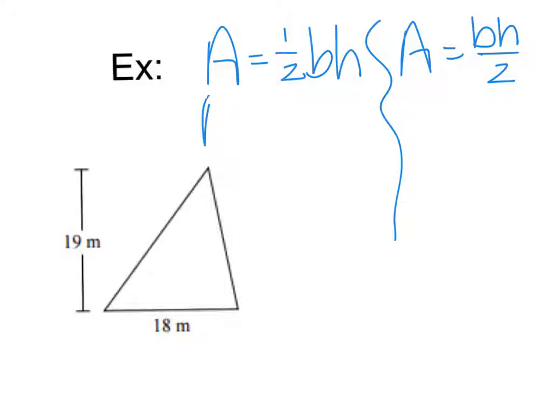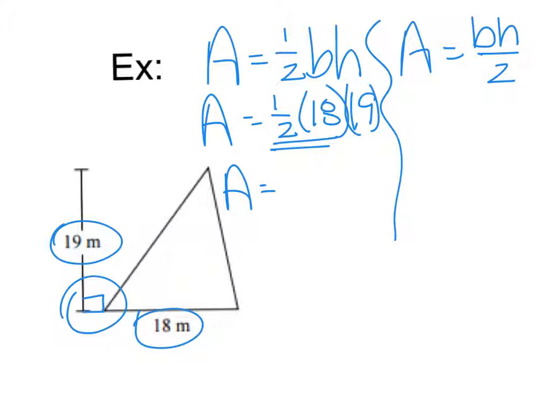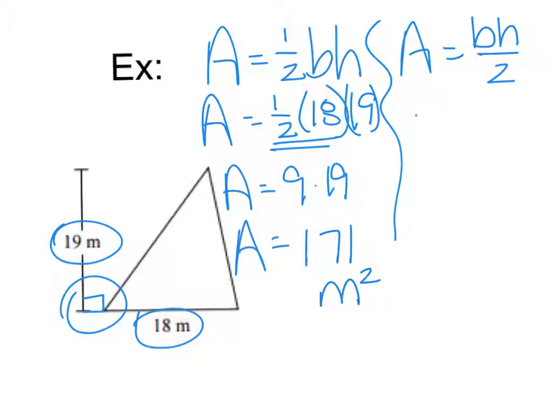So in the first case, if we're going to use our first version of our formula, we want our base and our height. And again, we're looking for that right angle. So this is what we're looking for, the 19 and the 18. So we have 1/2 times 18 times 19. So we have 1/2 of 18 is 9 times 19 is going to give us an area of 171 meters squared.